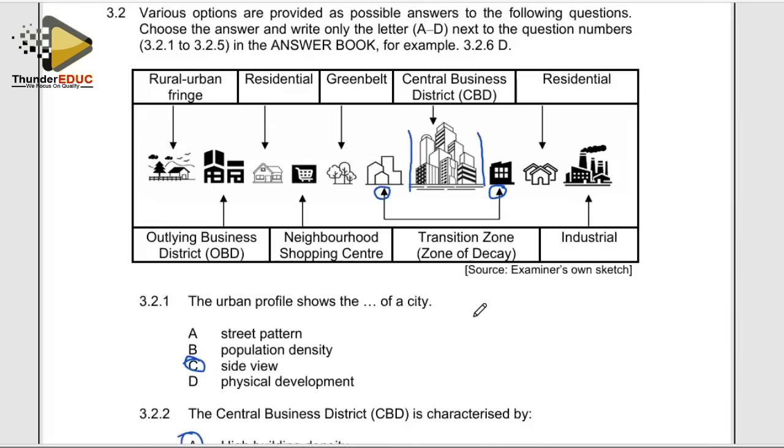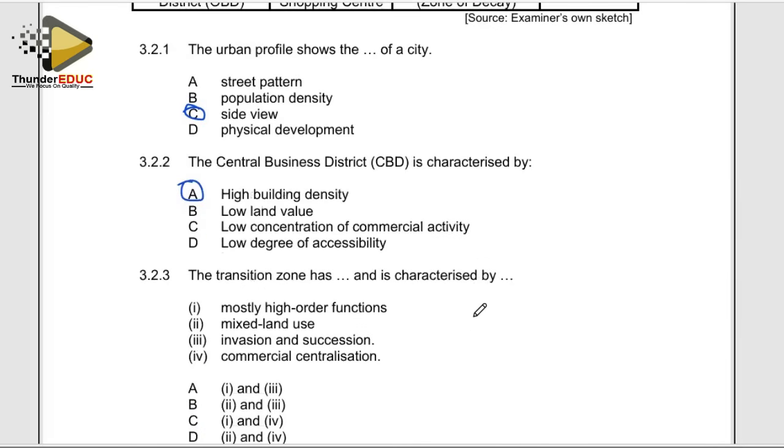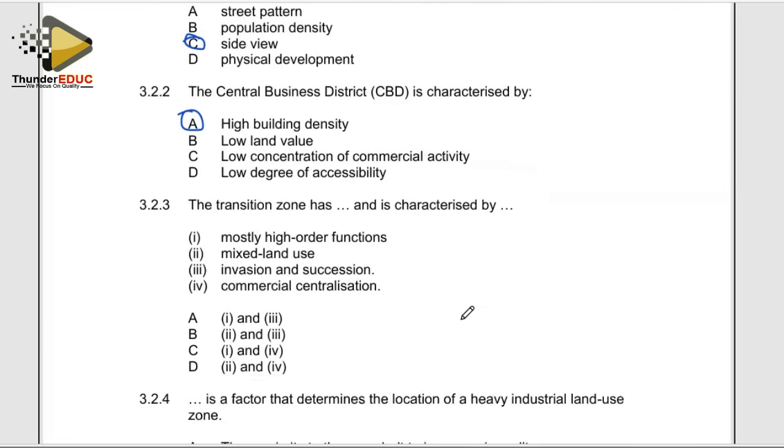So we are looking at this. It says the zone of transition has dash and is characterized by whatever. So we want to look at the first part. Mostly high order functions is wrong. It has got mixed land use. And what is the other feature? Is it invasion and succession? Is correct. And commercial centralization? No.